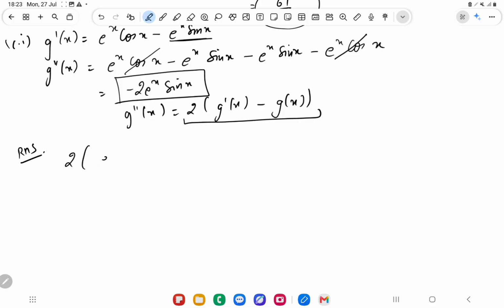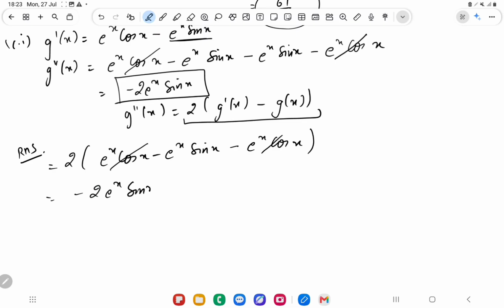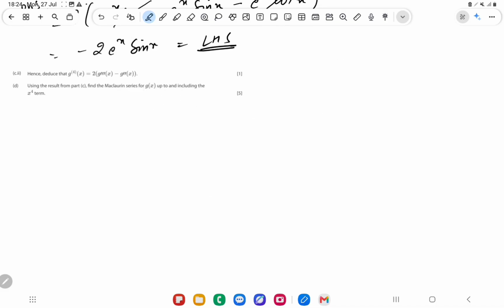So it will be 2 times e to the power x cos x minus e to the power x sin x, minus my g x was given to me as e to the power x cos x. So these two terms will get cancelled out and my final answer will be 2 e to the power x sin x, which is nothing but equal to my left hand side. So this is how we have shown. Now let's move to the next part.